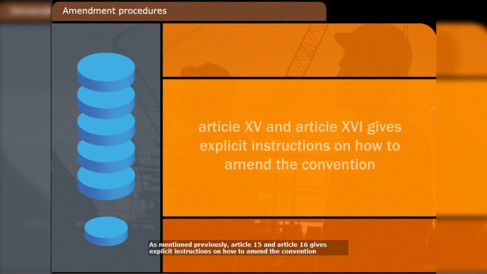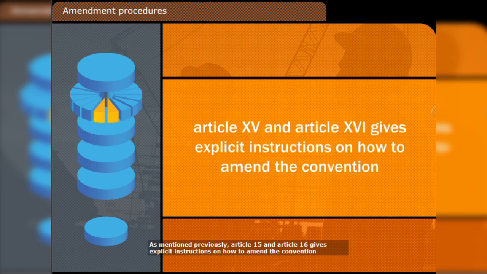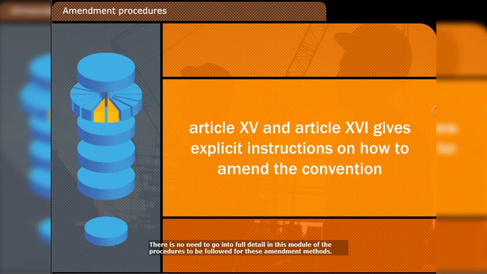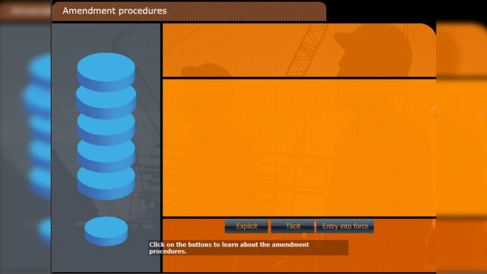As mentioned previously, Article 15 and Article 16 give explicit instructions on how to amend the Convention. There is no need to go into full detail in this module of the procedures to be followed for these amendment methods. For our purposes, a brief and general summary of the procedures is sufficient. Click on the buttons to learn about the amendment procedures.